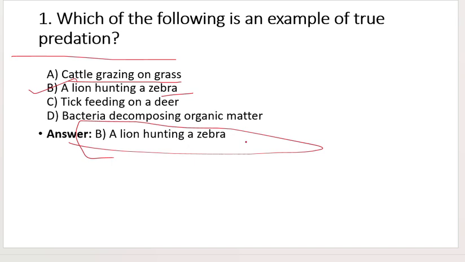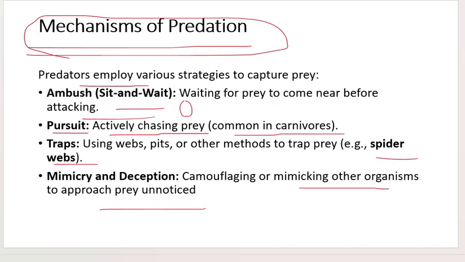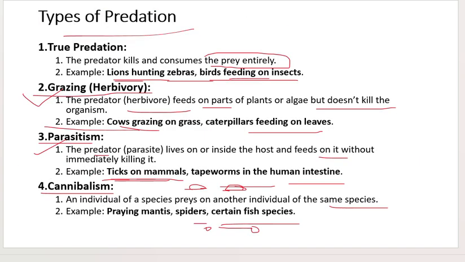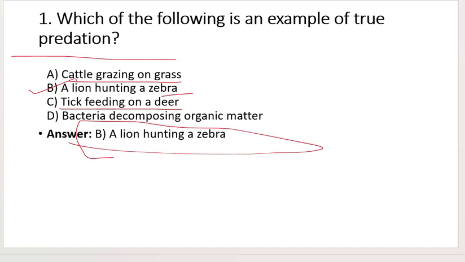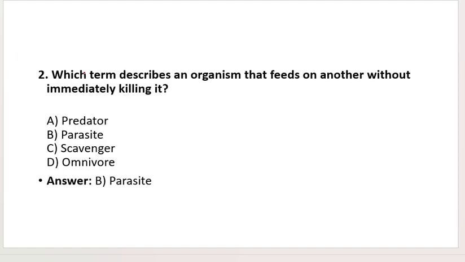Deer feeding on a deer, this is cannibalism. Parasitism, yes. So next question. Which term describes an organism that feeds on another without immediately killing it? So that is parasite. Okay.